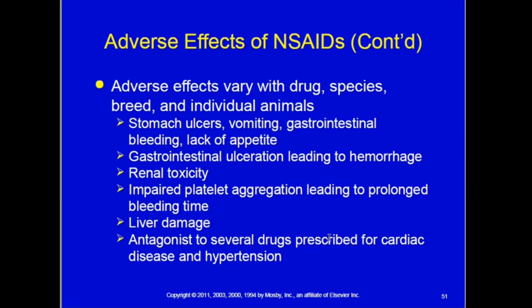Renal toxicity may be there because they are basically excreted by the kidneys. Impaired platelet aggregation leading to prolonged bleeding time if the patient is using aspirin for a longer time at higher doses. Since metabolism occurs in the liver mainly, liver damage may be there in case of overdoses. They are also antagonists to several drugs prescribed for cardiac disease and hypertension. These all are the side effects of NSAIDs.